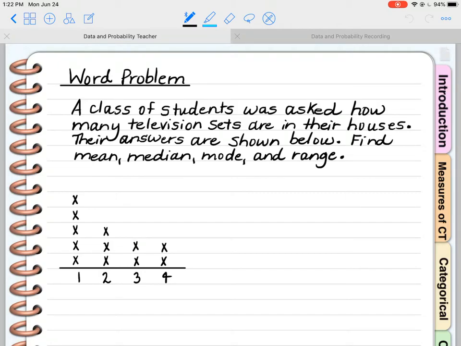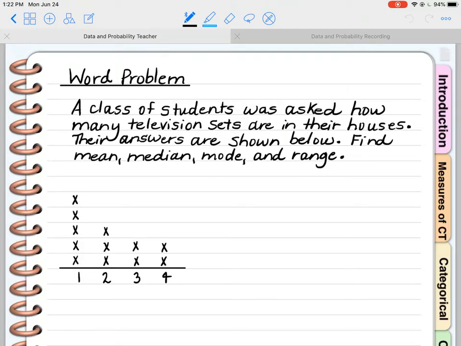In this particular film, we are looking at another word problem, and this is a very work-intensive problem. There is a lot that we have to do here. So let's jump right in and read the problem.